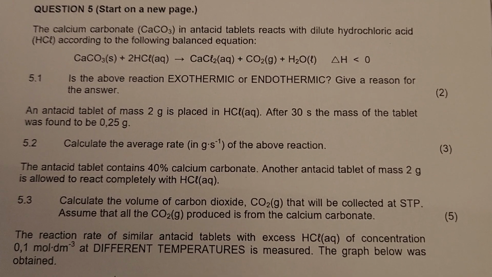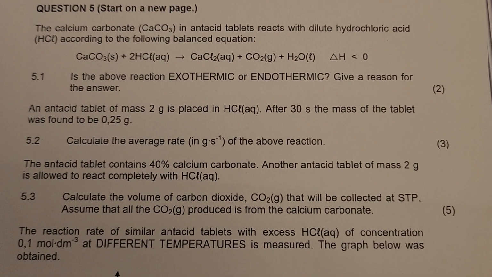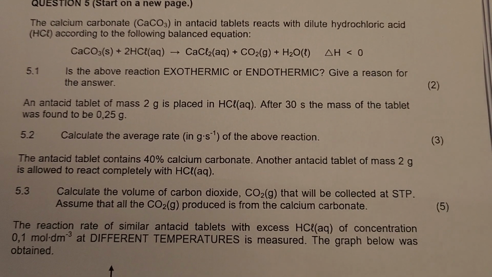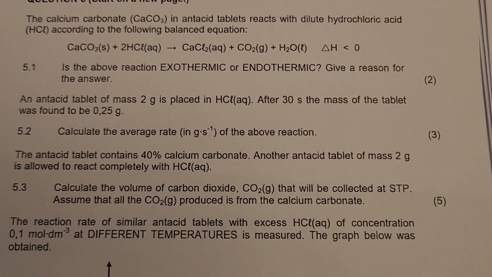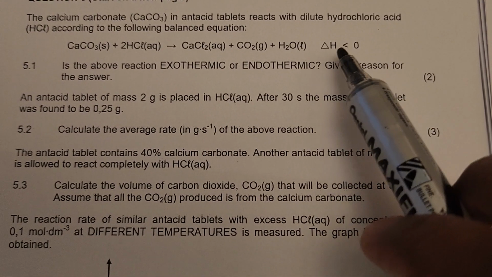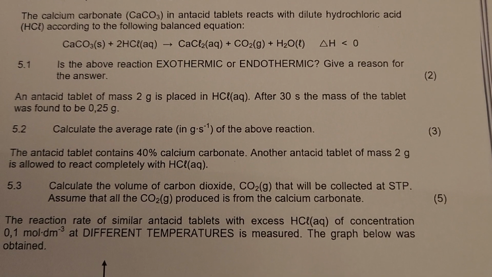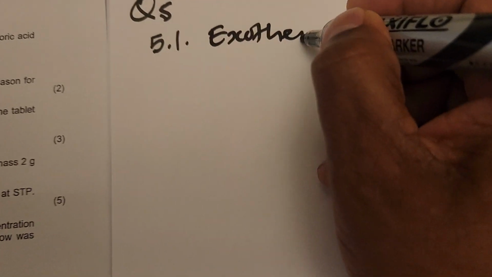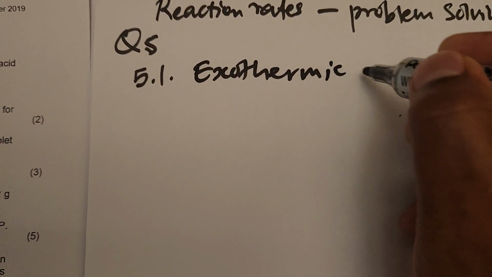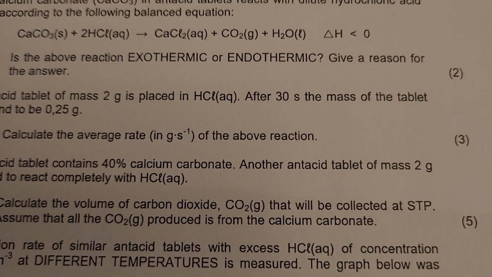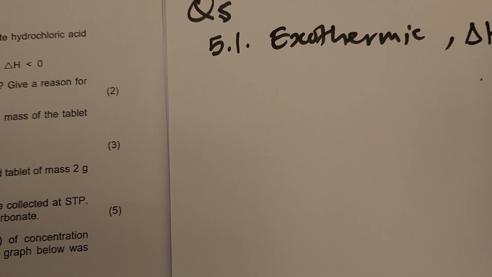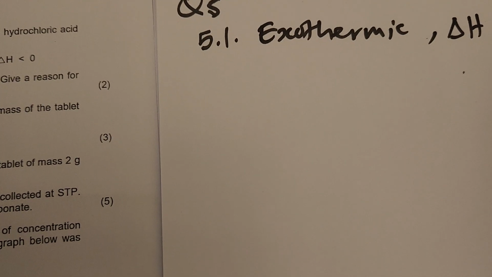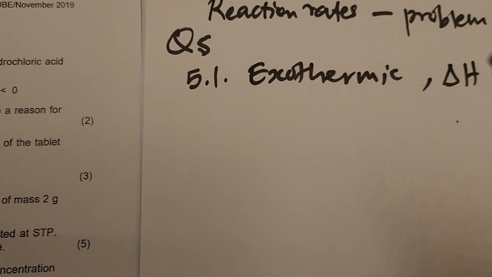And then now the 5.1, they say you can see that the reaction is exothermic. So is the above reaction exothermic or endothermic? We'll be looking at delta H. Therefore it is exothermic. That's the answer. The reason, give reason, we have to interpret this one. We can't say delta H is less than 0. We have to say delta H is negative. So they need the interpretation there.